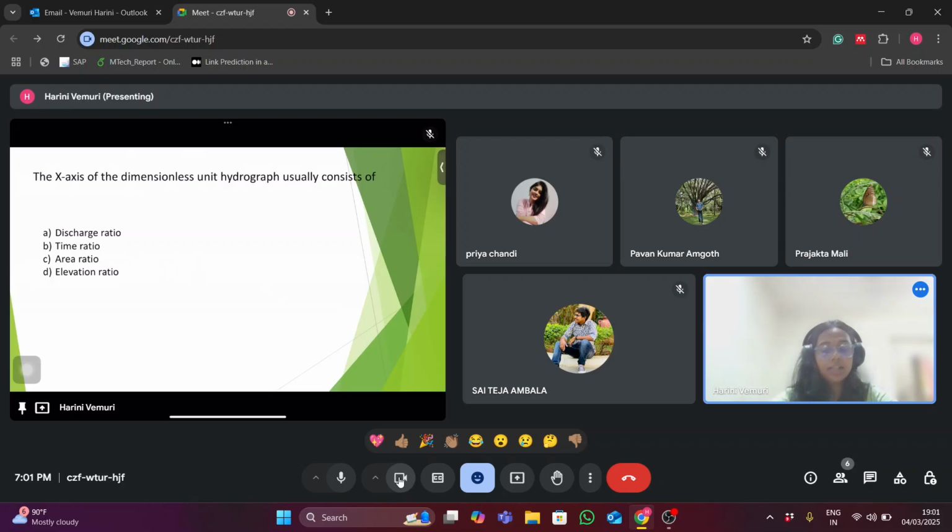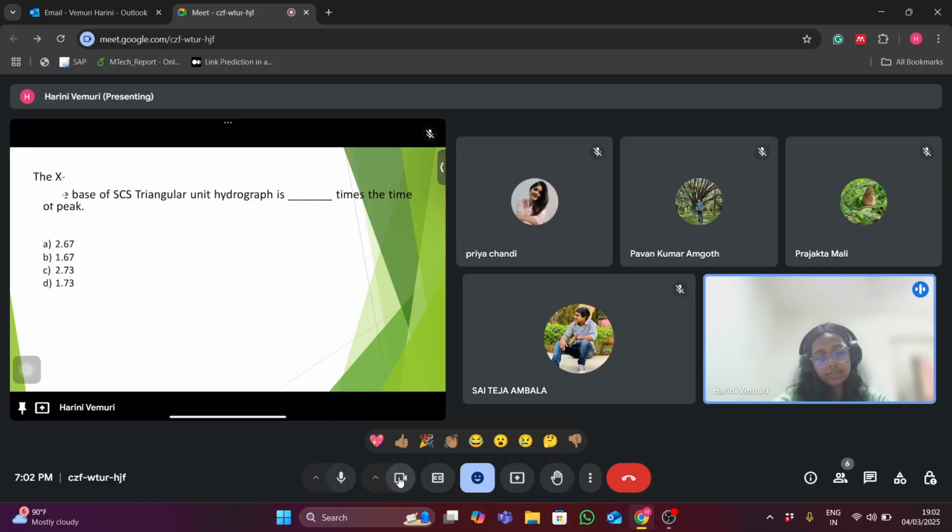So the next question is, the x-axis of the dimensionless unit hydrograph usually consists of. So if you remember, the unit hydrograph looks like the x-axis has T by TP, this is time ratio, and y-axis has Q by QP, discharge by peak discharge ratio, that is discharge ratio. So the question they are asking is, the x-axis of the dimensionless unit hydrograph usually consists of. That means it's time ratio.